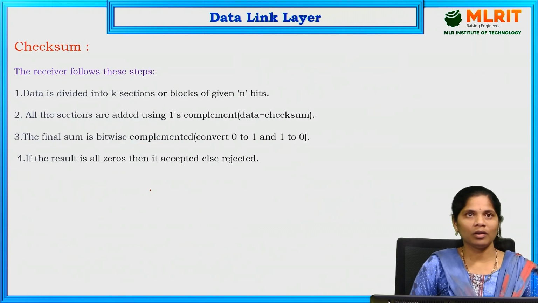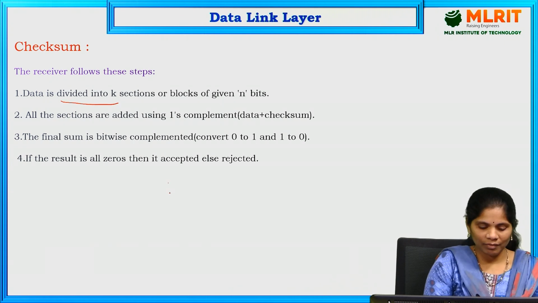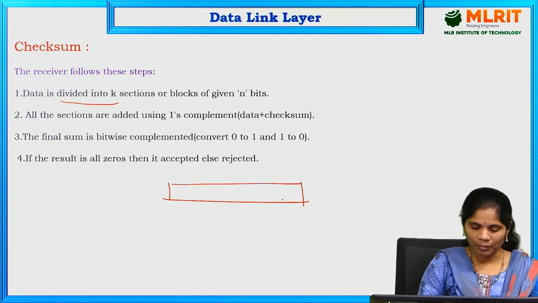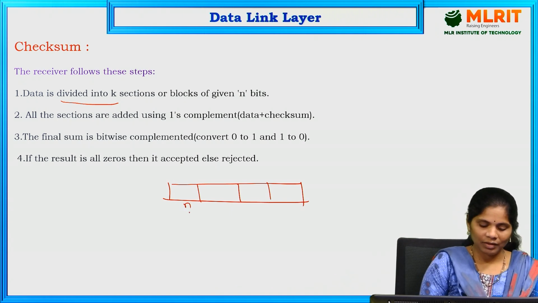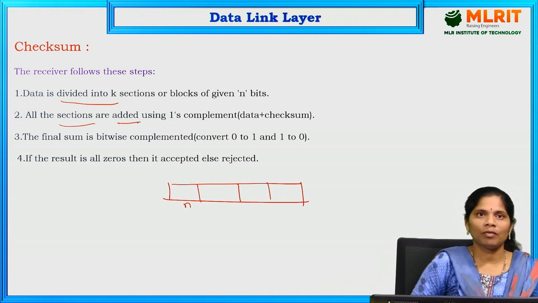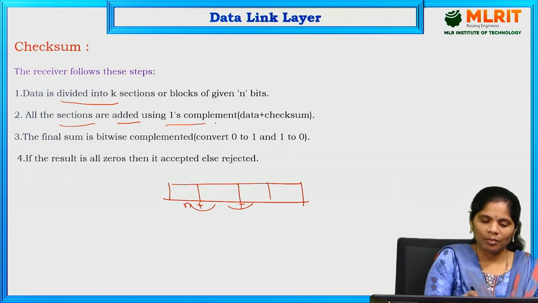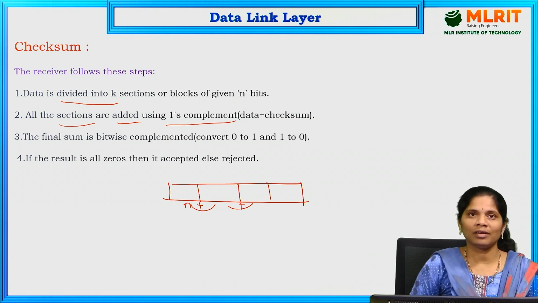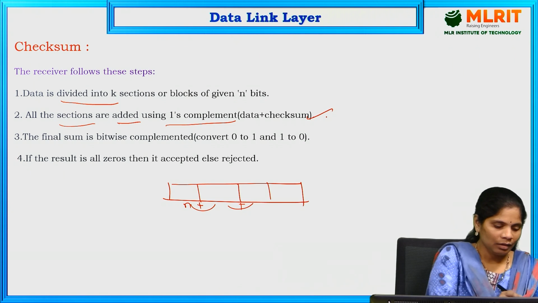Next, how the receiver receives the data. The receiver divides the received data into the same number of k sections. Each section has a number of bits, and all the sections are added using ones complement, the same way as on the sender side. Here also we do data plus checksum, and then the final sum.